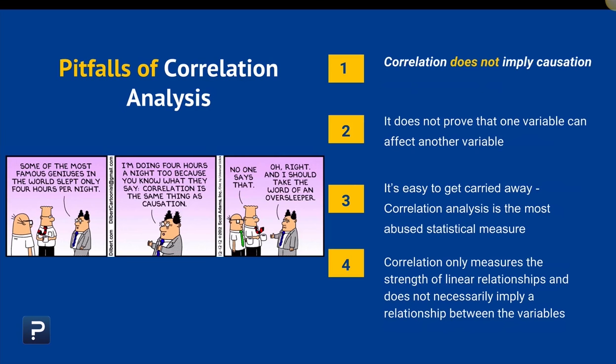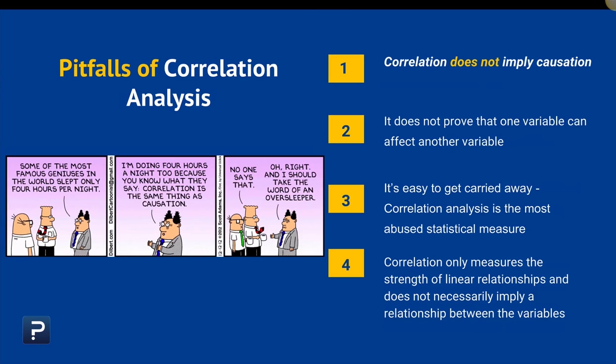I found another really funny Dilbert comic, which says, some of the most famous geniuses in the world slept only 4 hours per night. I'm doing 4 hours a night too, because you know what they say, correlation is the same as causation. And everybody knows, no one says that. Oh, right, I should take the word of the oversleeper. So I thought that was really funny.